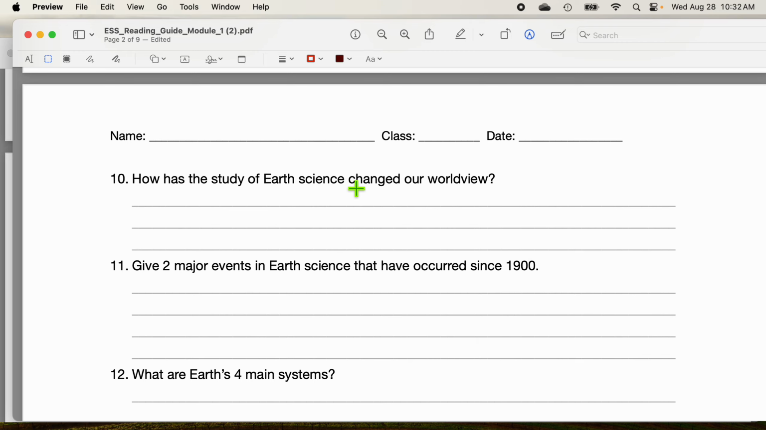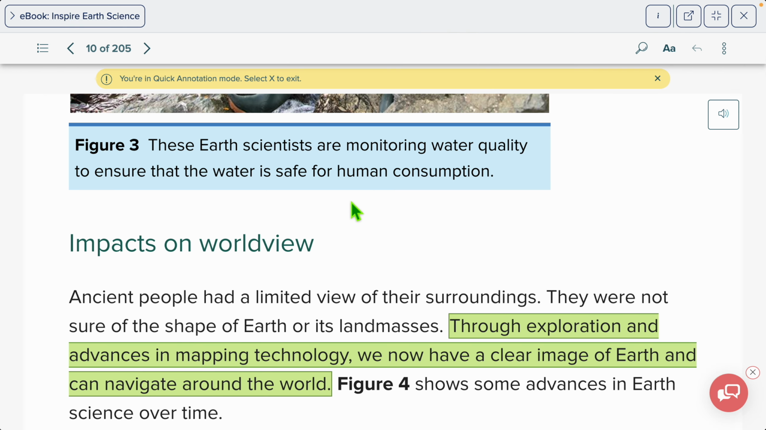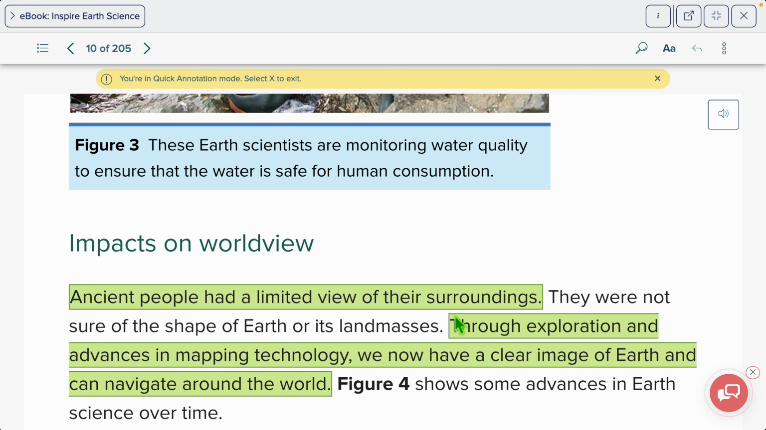Number 10, how has the study of earth science changed our worldview? So ancient people had a very limited view of their surroundings. Okay, so you kind of start with that. They were not sure of the shape of the earth or its land masses, and then through exploration and advances in mapping technology, we now have a clear image of Earth and can navigate around the world.